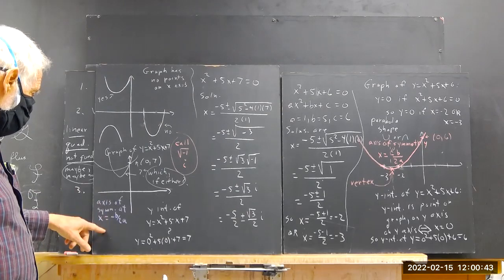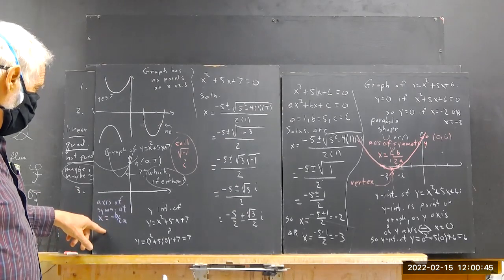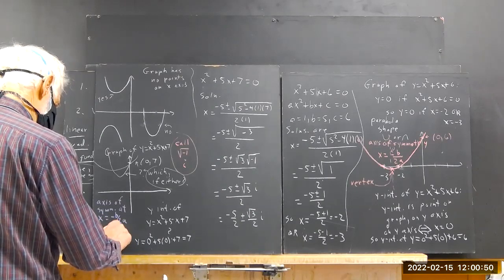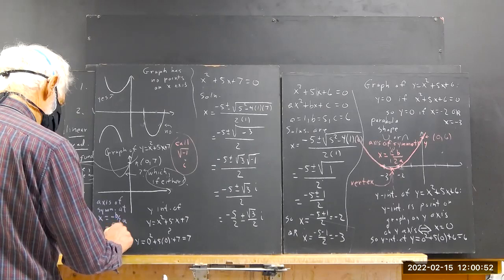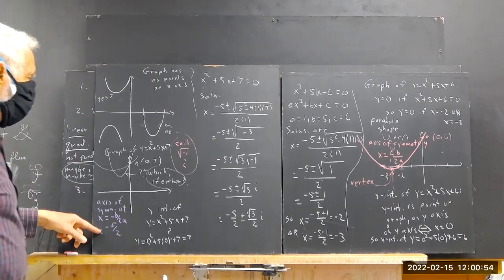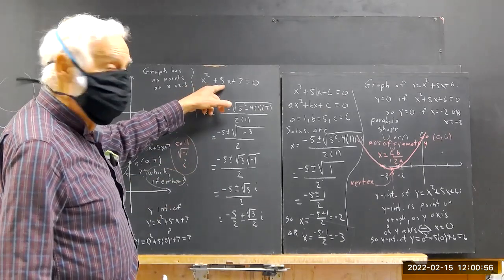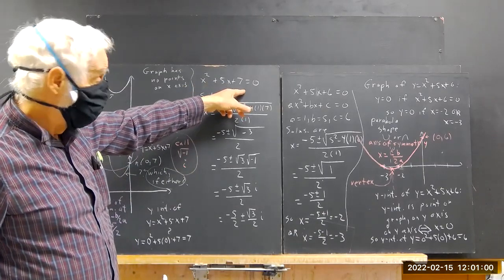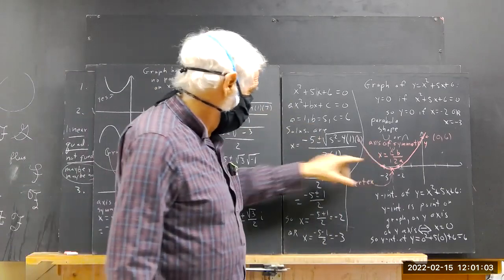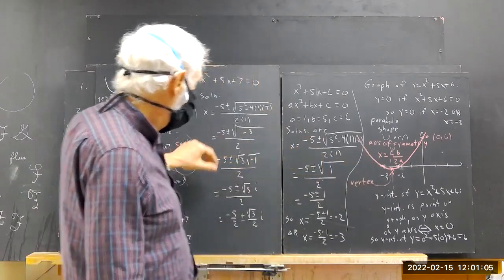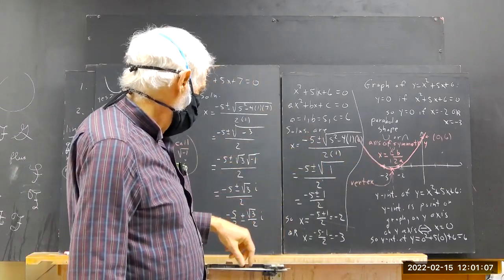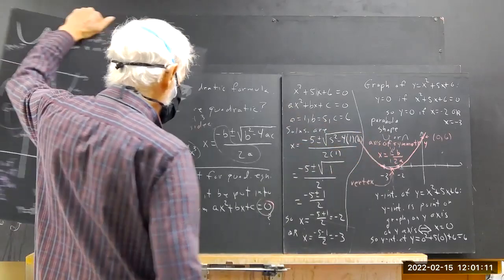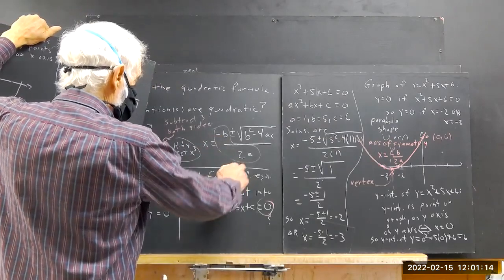So, the axis of symmetry is here, and that's still at negative 5 halves, because that's only determined by the A and the B. The C has nothing to do with where the axis of symmetry is, because it's at negative B over 2A, at negative B over 2A.